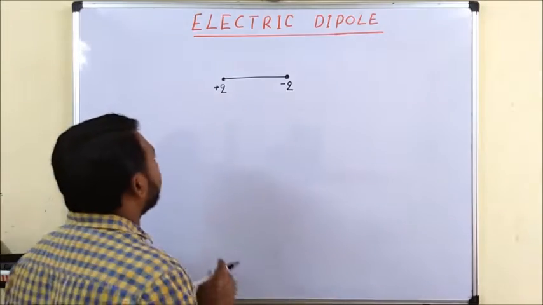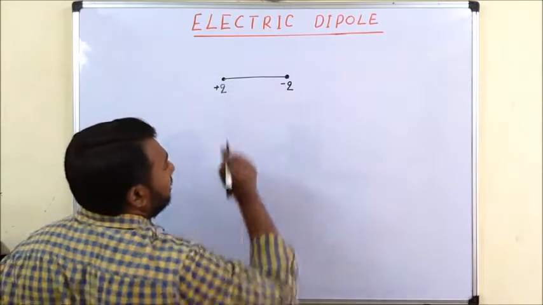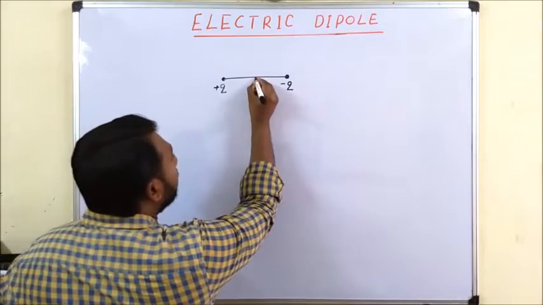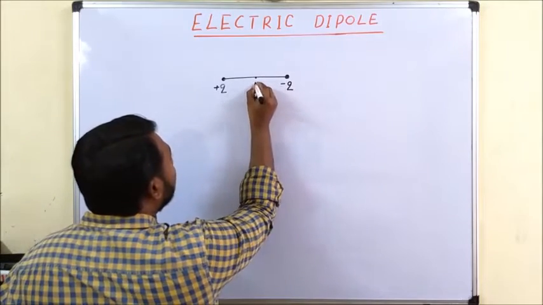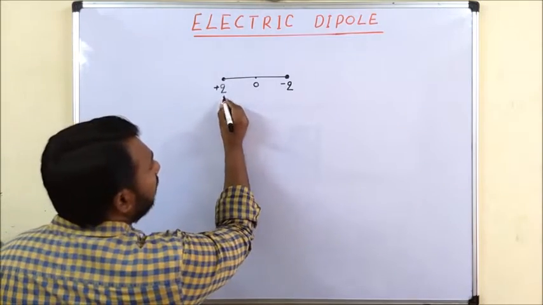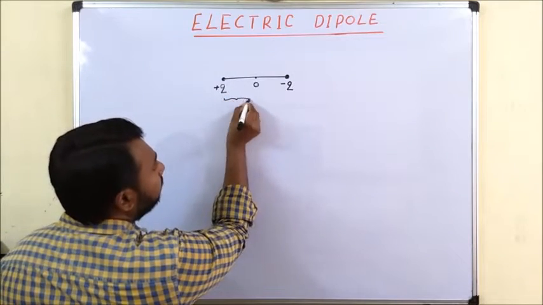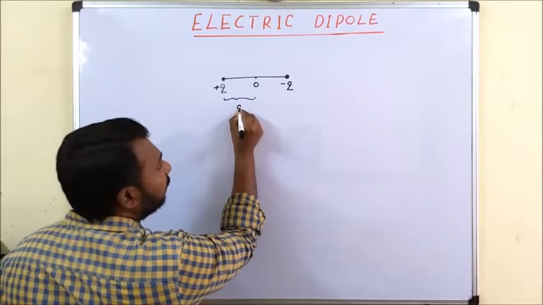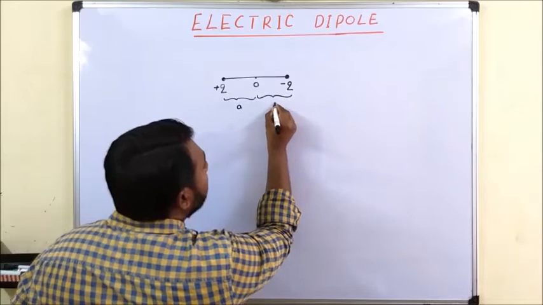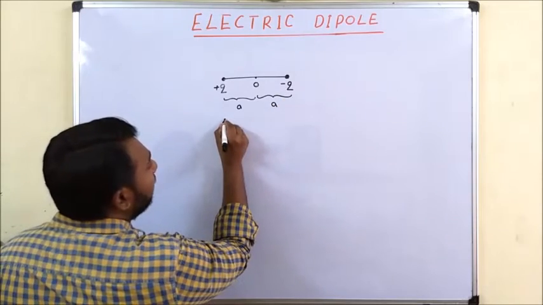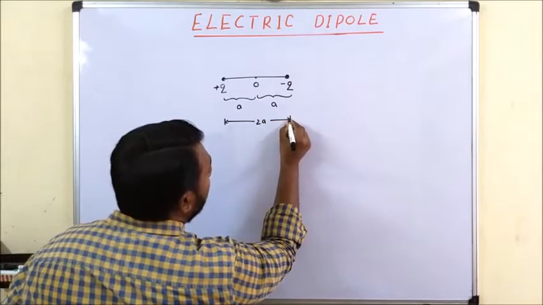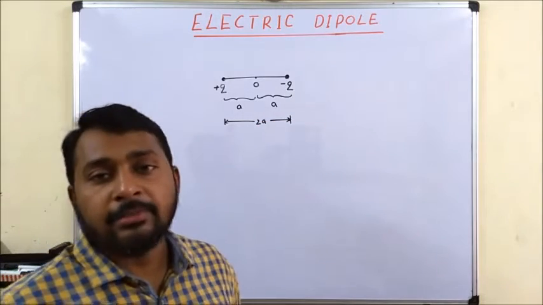So look at this diagram. This distance is called the dipole axis. Here, this point O is the center of the dipole, and the distance of one charge from the center we consider as A, small letter a. Similarly, the negative charge is also at distance A, or we can say the distance between both the charges is 2A.